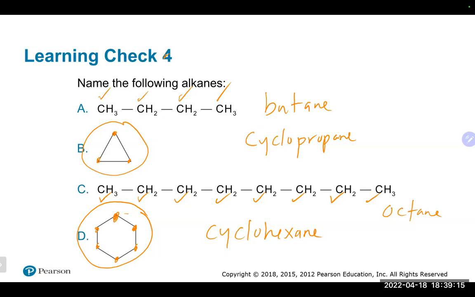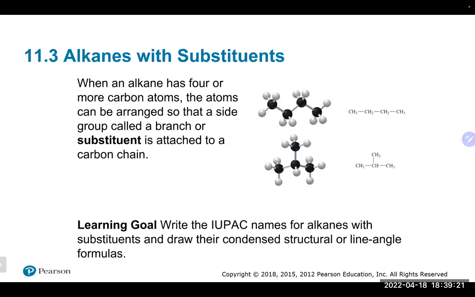Okay, then let's talk about naming stuff that has other things attached to it. It makes it a little bit more interesting, I suppose. So when an alkane has 4 or more carbons, the atoms can be arranged side by side, or a group that's called a substituent can be attached.